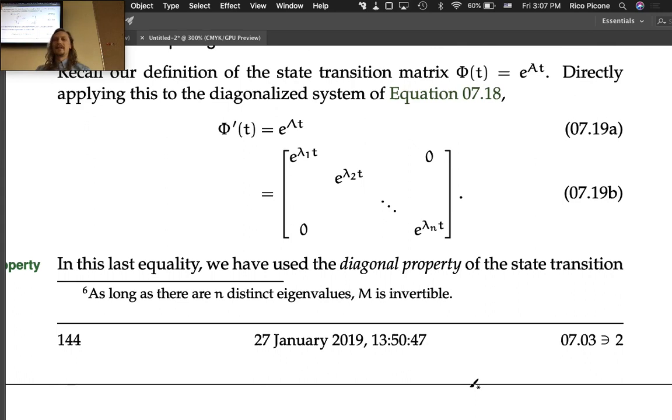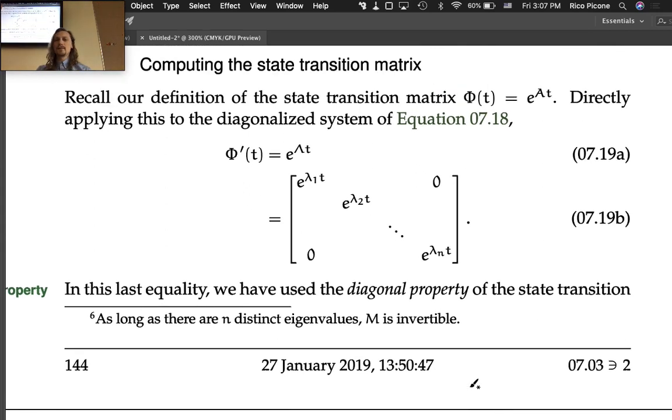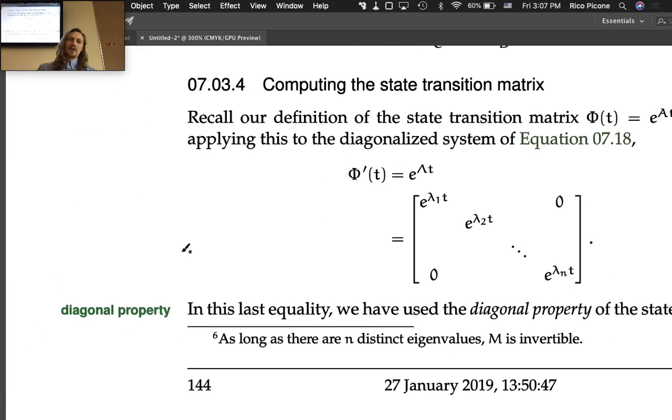What is the state transition matrix? Yeah, so it plays a large role in the solution that we derived for the state equation. Remember, we derived a solution for the state equation in, I think, lecture 7.1 it was. And it included this matrix exponential, and we defined a specific matrix exponential to be the state transition matrix.